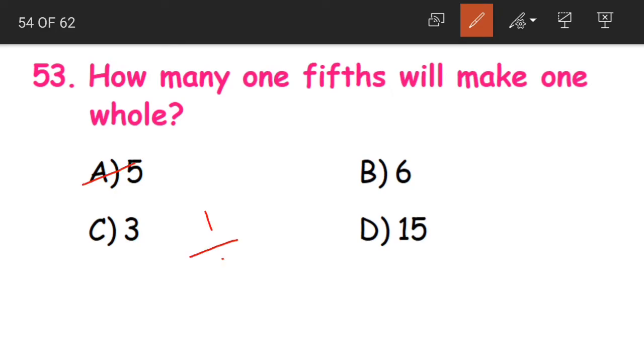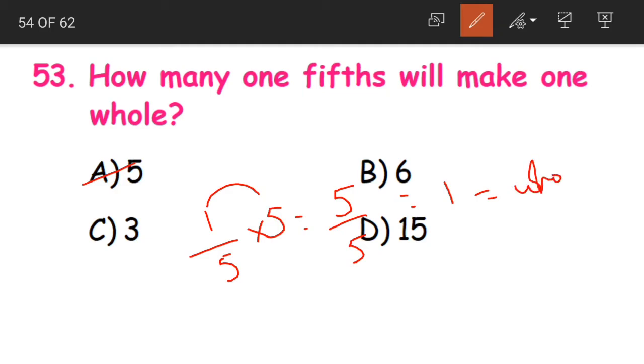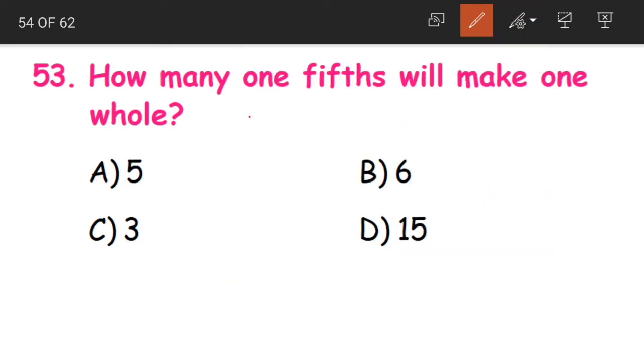Coming to option A, 1 by 5 into 5. That is equal to 1 5s are 5 divided by 5. 5 divided by 5 is equal to 1. That is nothing but our whole. So option A, 5, becomes our correct answer. This is the trial and error method, where we take the options and check which is the correct option.